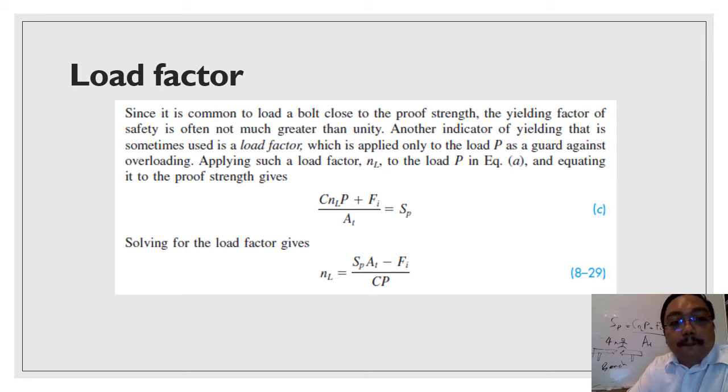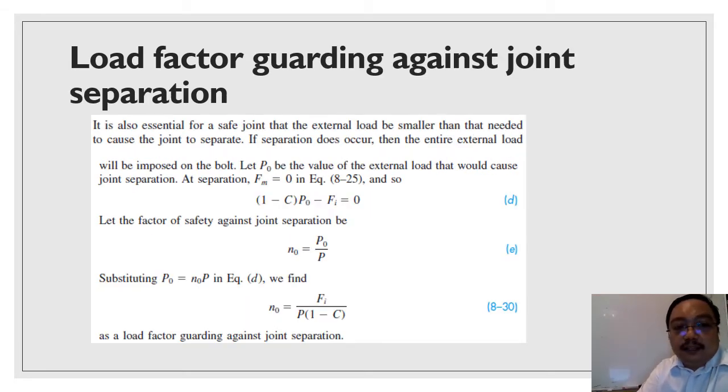Load factor guarding against joint separation. If you remember in the previous slide, I gave an example of a table and a chair. Given extra load, that chair, that table cannot withstand the load. It will fail at the joints. It may fail at the joint, or it may fail at the middle of the table, the middle of the chair, the middle of the bed.